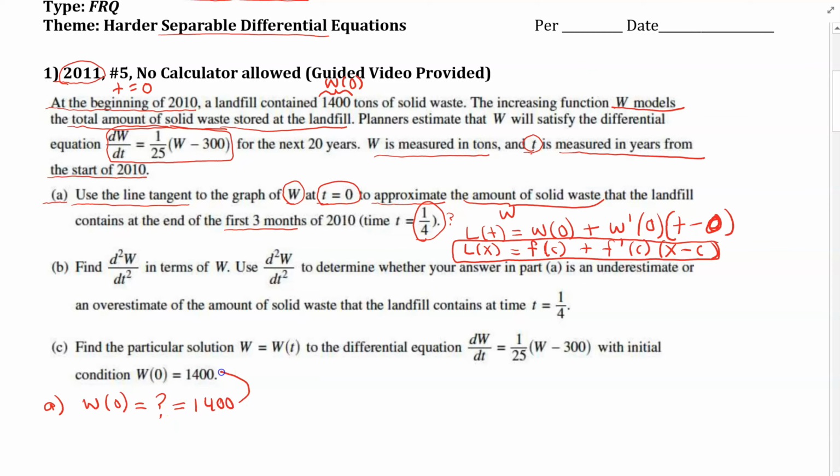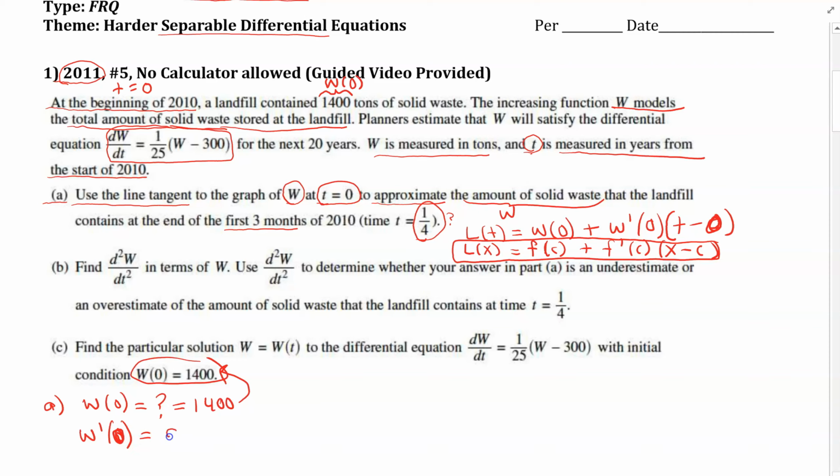And now I'm just noticing it says it right here in front of my face. I didn't see that at first. Anyway, we got the value for W of 0. Then comes another challenge of finding W prime of 0, the derivative of W at 0.